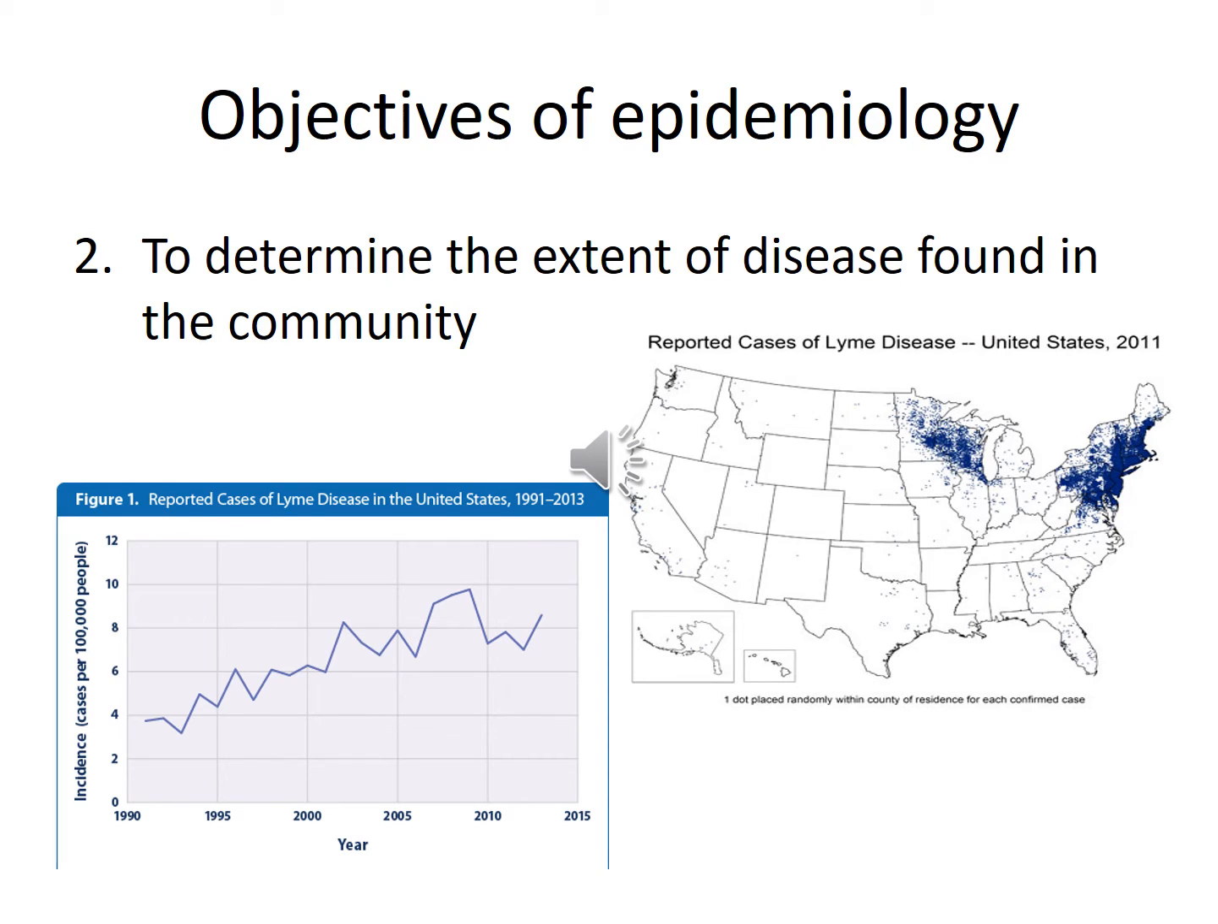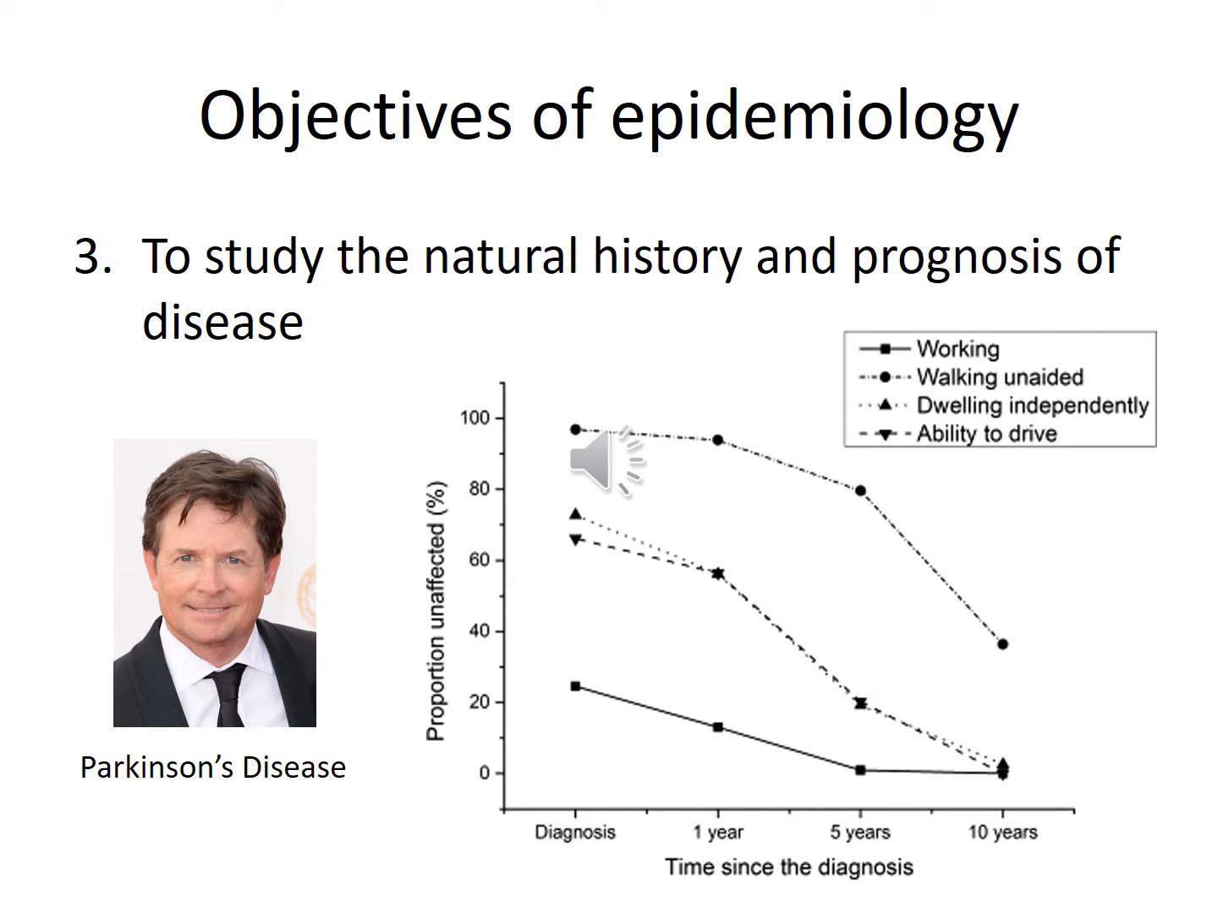It's very popular to see Lyme disease in the eastern states as well as in Wisconsin and Minnesota, probably because those are very wooded areas that have many ticks. And so what we can tell from this is the extent of disease and in which states it's most frequently found. The third objective of epidemiology is to study the natural history and prognosis of disease.